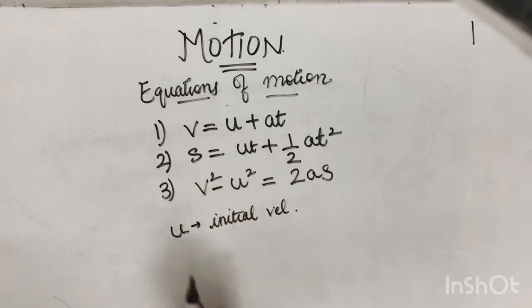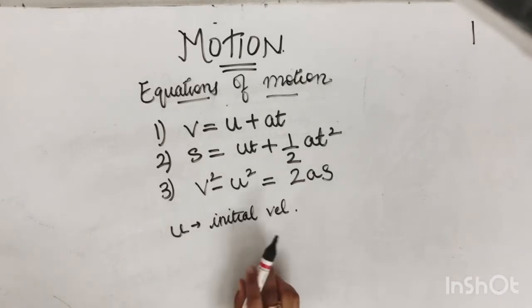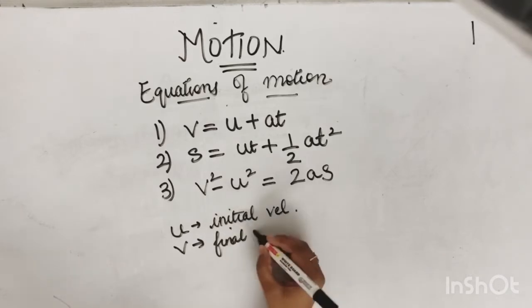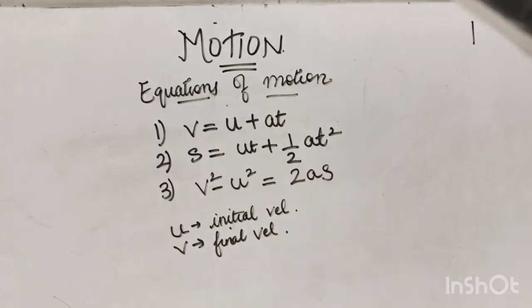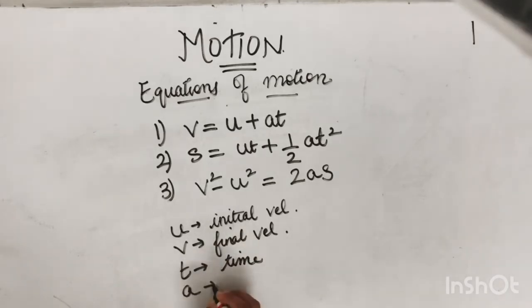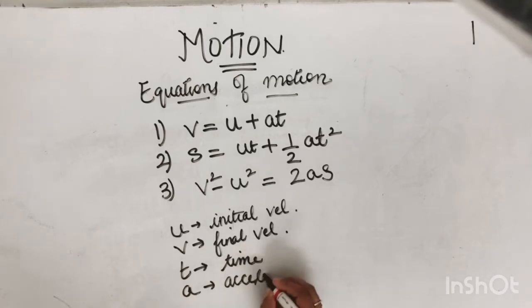Initial velocity is the velocity of the body when the motion was started. v stands for final velocity, velocity when the motion ended. t for time taken. a for acceleration. And s for distance or displacement.